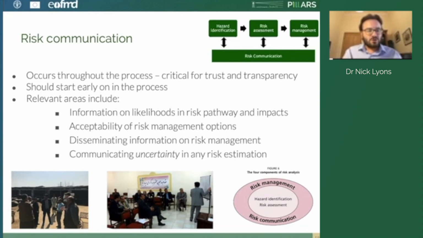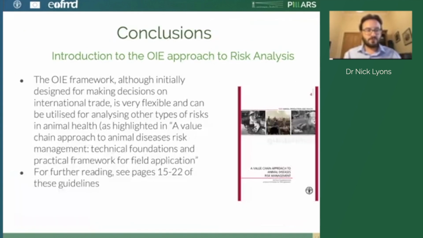And then there's this aspect of communicating uncertainty in any risk estimation. So there's always uncertainty, be it in a qualitative or quantitative approach. And it's important to communicate that, particularly to decision makers, but also to other stakeholders. So in conclusion, the OIE framework, although it was initially designed for making decisions on international trade, is a very flexible approach that can be used for analysing other types of risks in animal health. And this guidance document here provides a detailed overview of how that can be done.